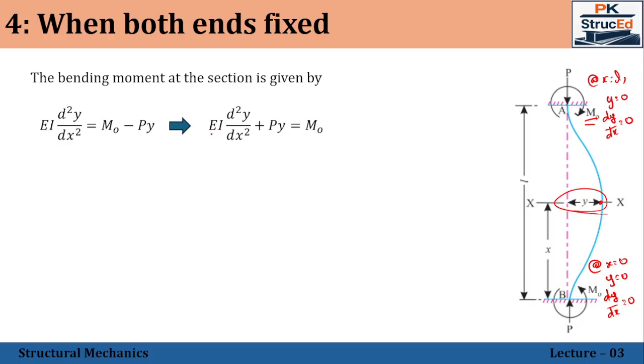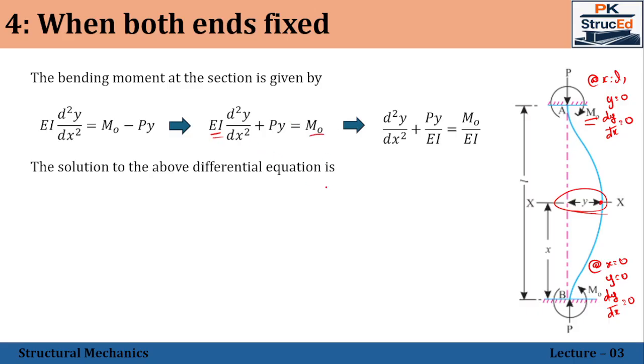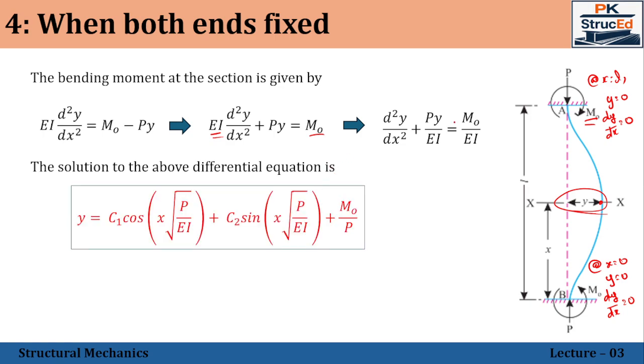And bringing this EA, that is dividing the entire equation by the P, you'll be getting d square y by dx square plus P by EA into y, which will be equal to M naught by EA. Right. So the solution for this differential equation, again similar to the previous one, now we can see that again this P has been brought to the denominator on the right side.